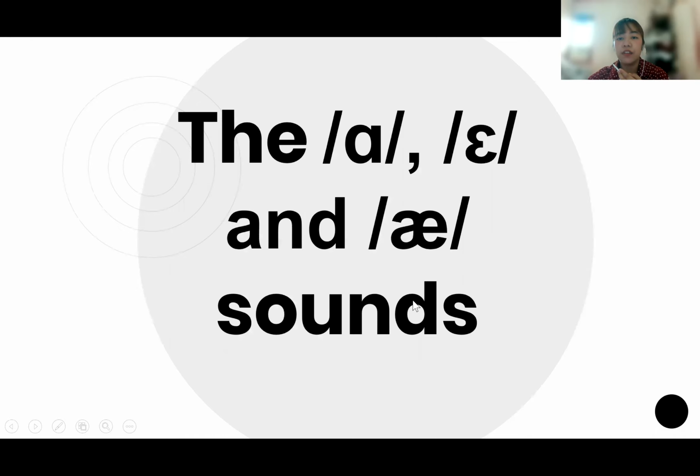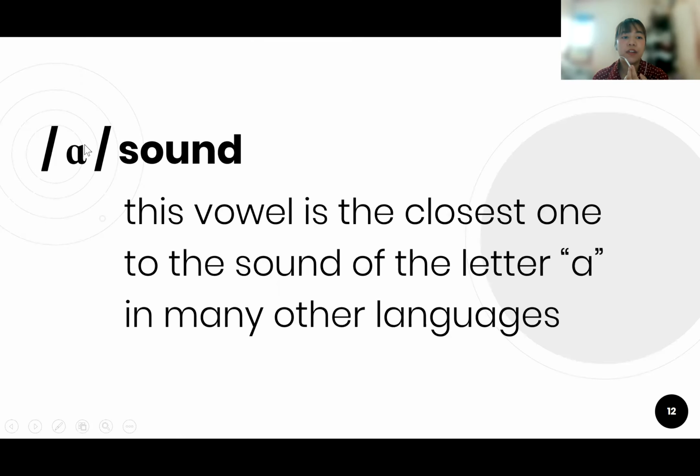So next, you also have the following letters. So we have here your three sounds, your a, your e, and your e. Your a, your e, and your e sound. So first, we have here your a. So this is represented a na sound. So this vowel is the closest one to the sound of the letter A in many other languages.